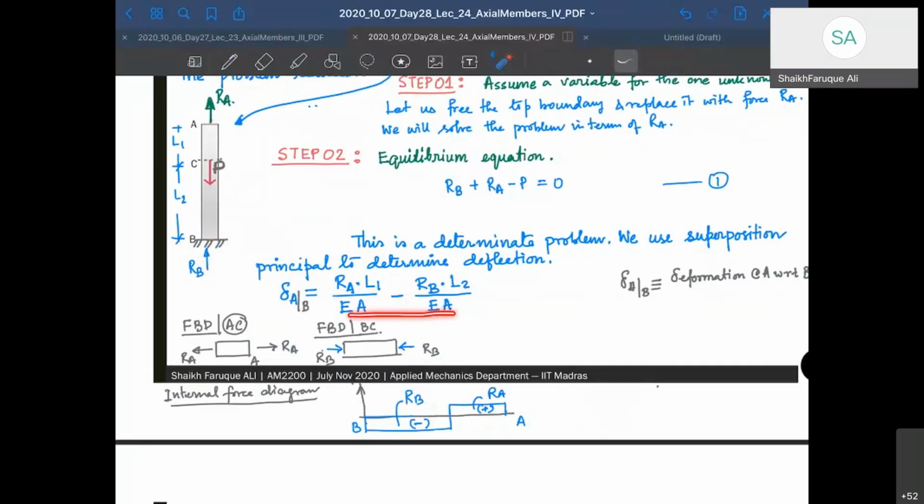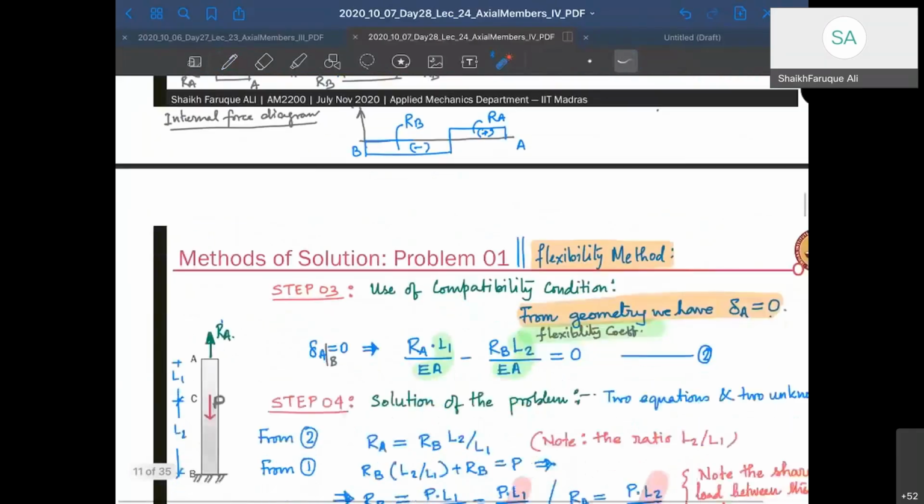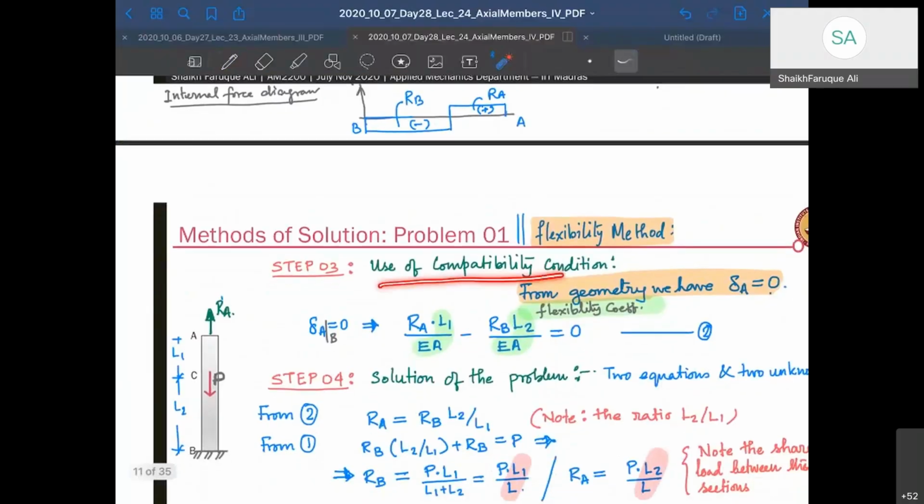Now, what do we have from the problem? What we have is the compatibility condition. The compatibility condition now kicks in and it tells us that delta A given B is 0. So this is fixed. That was also fixed in the actual problem, right? In an actual problem, whatever be your RA, your delta B is going to be 0.